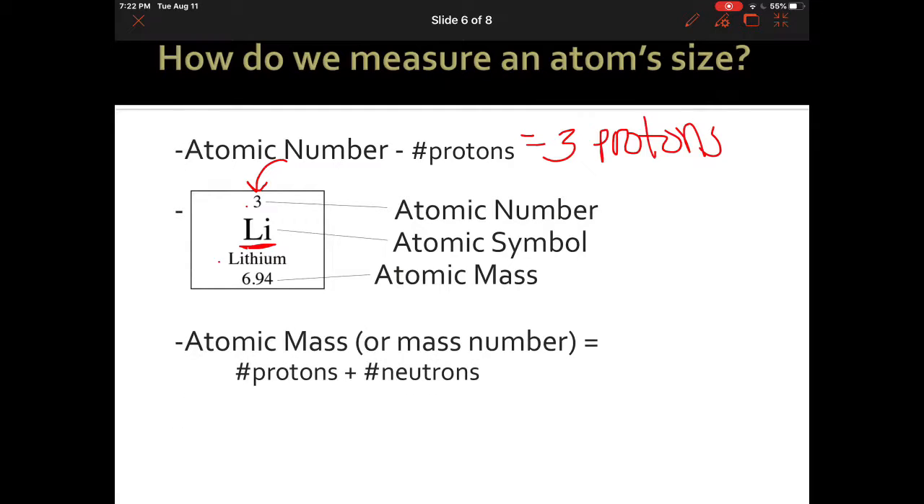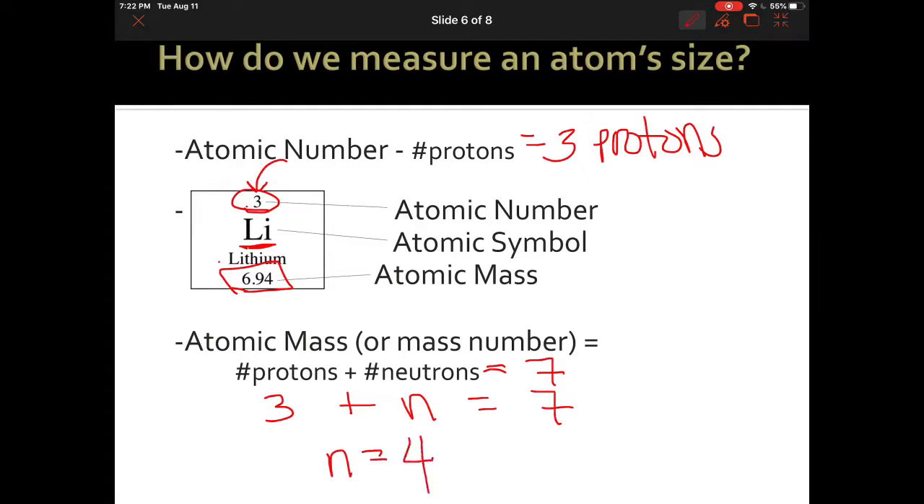And the atomic mass that's here on the bottom is the number of protons plus neutrons. Now, lithium is 6.94 for its atomic mass. This is an average, which has to do with isotopes, which we'll talk about later. But if we know that the mass of lithium, let's round it to the nearest whole number, is 7, and we also know from the atomic number that there are 3 protons, then we know that 3 plus some number equals the mass. So the number of neutrons in this particular atom would be 4.